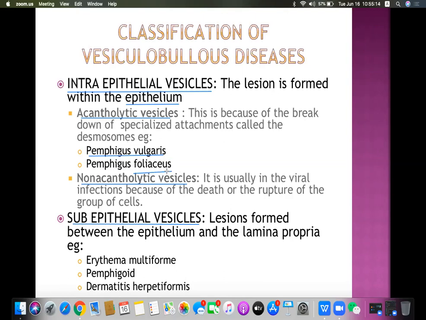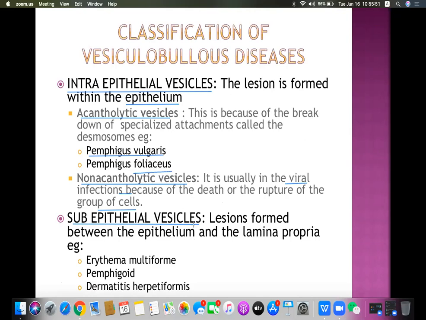Non-acantholytic vesicle is usually seen in viral infection because of the death or the rupture of a group of cells. So these are also a cause of vesicle, but these vesicles are not associated with destruction of the desmosome. This is an important point. That's why they are known as non-acantholytic vesicles. A common example you can give is herpes virus infection, varicella zoster virus infection, which clearly causes vesicles.